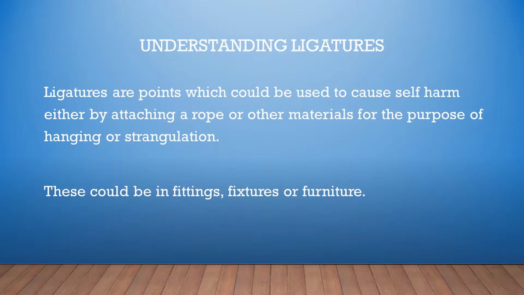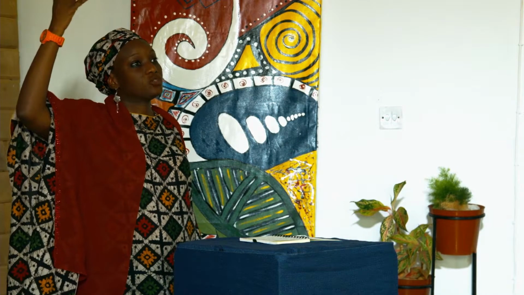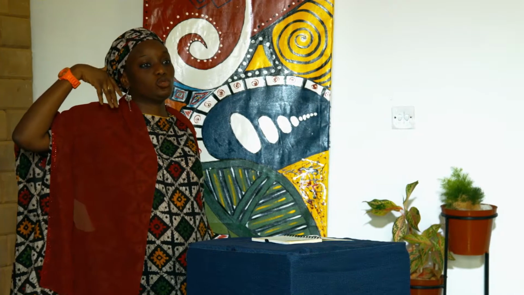So ligatures are points which could be used to cause self-harm, either by attaching a rope or other materials for the purpose of strangulation or hanging. So ligatures are basically in fittings and fixtures, like your lights. You have to consider, you will not use what you will use in your home.